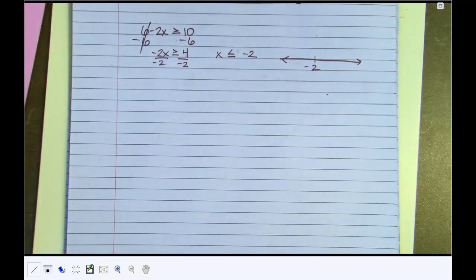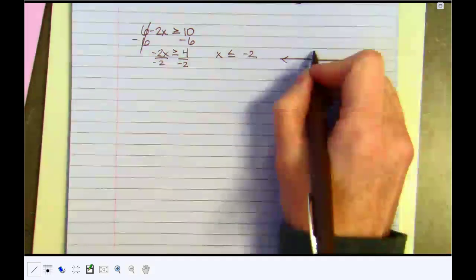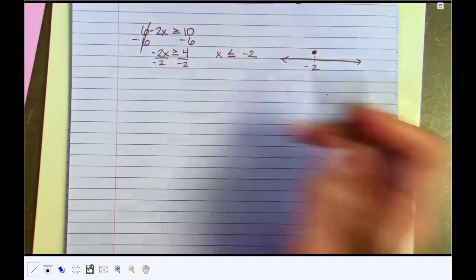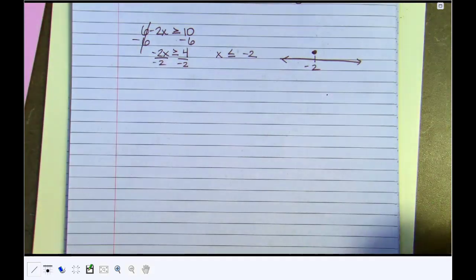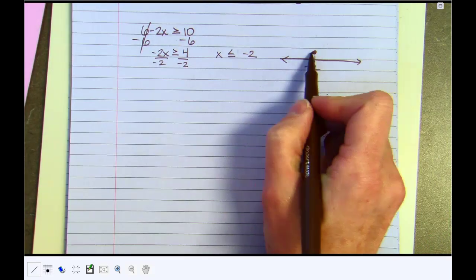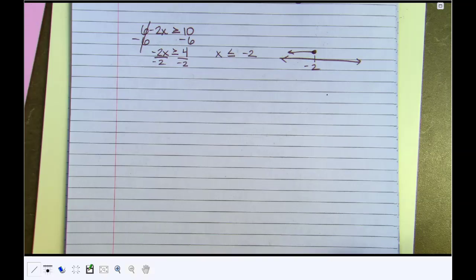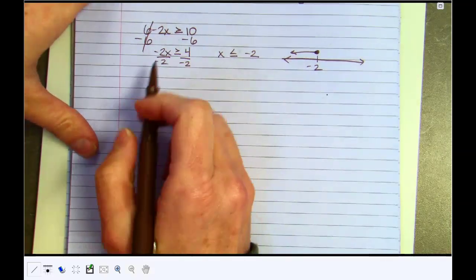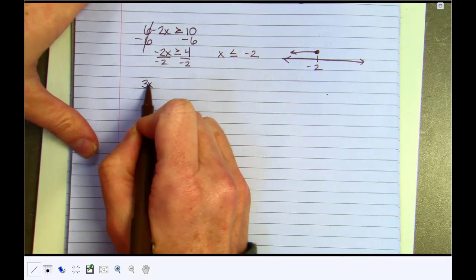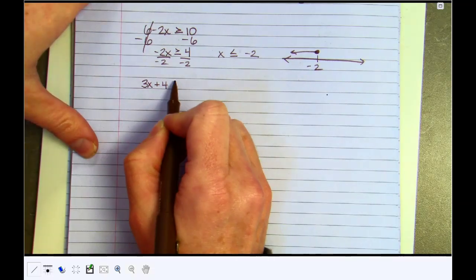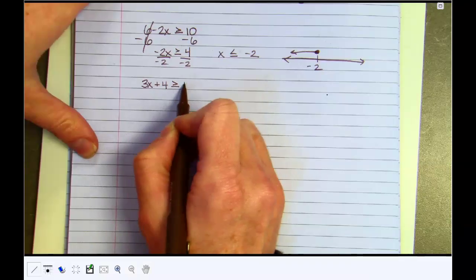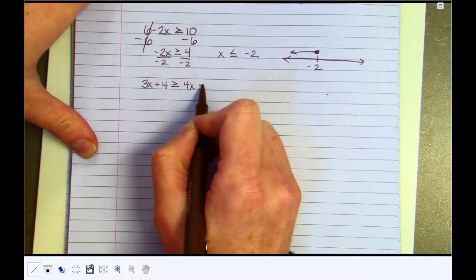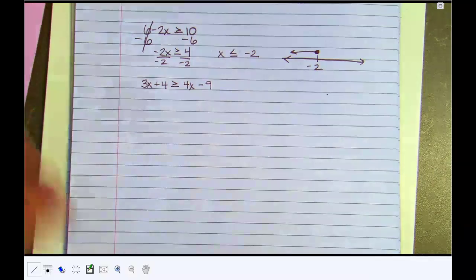Now, open or closed circle? How do we know? Got the line under it. And then what way does the arrow go? Goes left. x is smaller than -2. Why don't you try this one for me, please, and thank you. Solve and graph on that one, please.